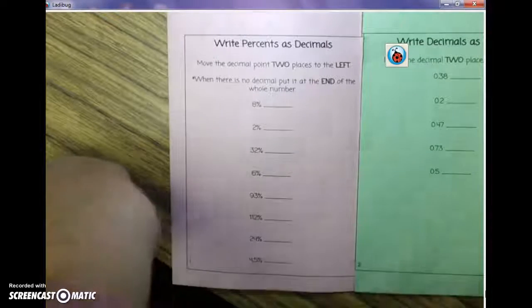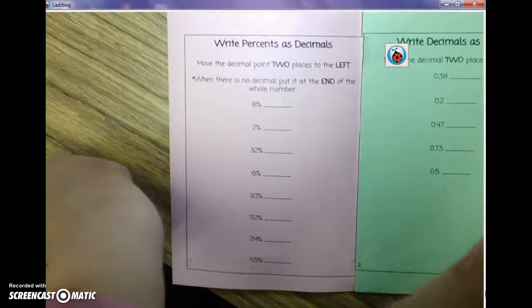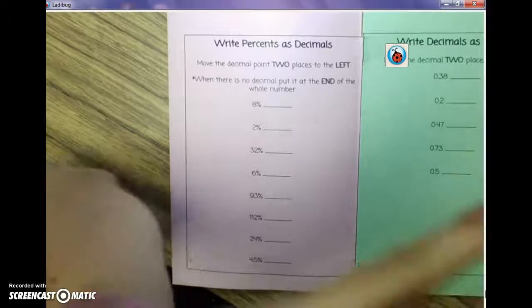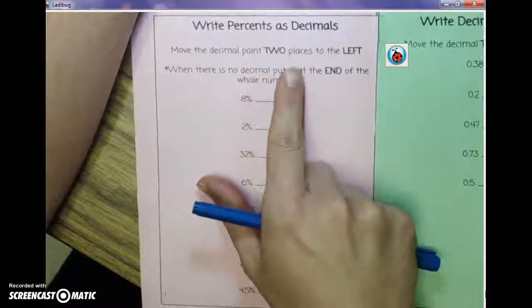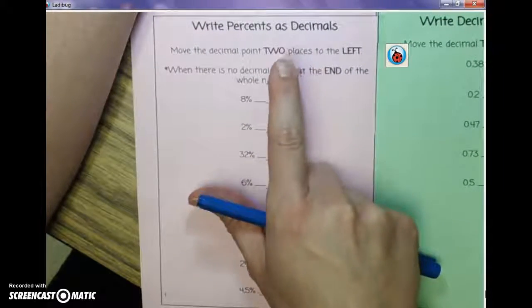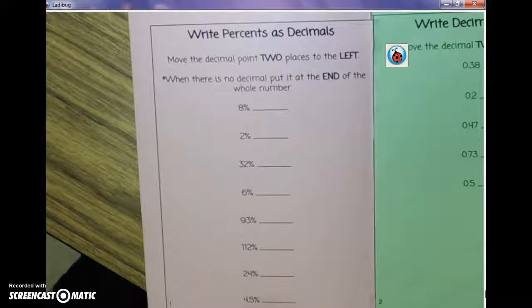In this lesson, we're going to go from percents to decimals on this first page and then decimals to percents. It even tells you up here what we just learned. Move the decimal 2 places to the left when you're changing a percent to a decimal. It says when there is no decimal, put it at the end of the whole number.